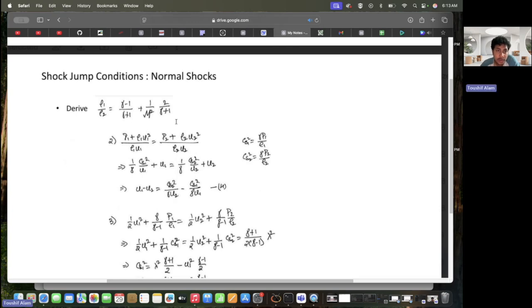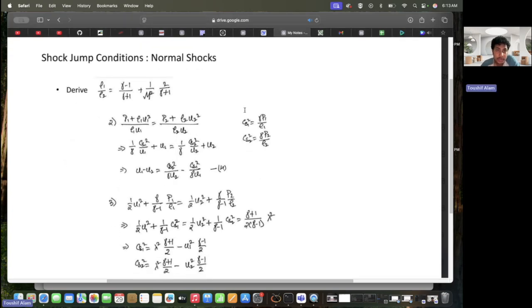Shock jump conditions again. Derive rho 1 by rho 2 is gamma minus 1 by gamma plus 1 plus 2 by (gamma plus 1) M square. So this will give P1 plus rho 1 U1 square by rho 1 U1 equal to P2 plus rho 2 U2 square by rho 2 U2. Here CS1 square is equal to gamma P1 by rho 1. And this is 1 by gamma CS1 square by U1 plus U1 is equal to 1 by gamma CS2 square by U2 plus U2. So U1 minus U2 is CS2 square by gamma U2 minus CS1 square by gamma U1.